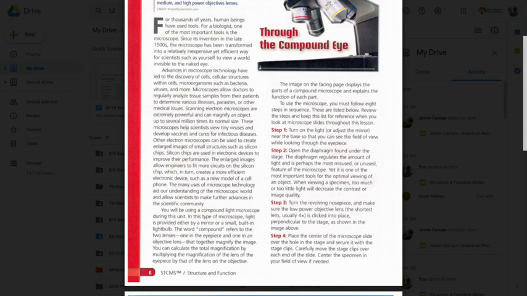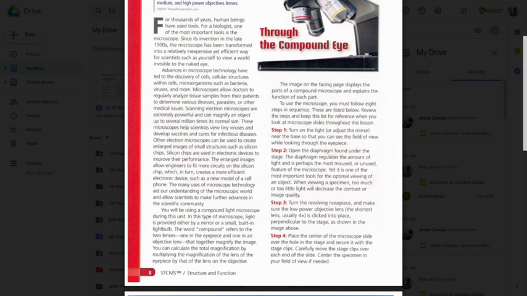In this type of microscope, light is provided either by a mirror or a small built-in light bulb. The word compound refers to two lenses, one in the eyepiece and one in the objective lenses, that together magnify the image. You can calculate the total magnification by multiplying the magnification of the lenses of the eyepiece by that of the lenses of the objective. The image on the facing page displays parts of the compound microscope and explains the function of each part.